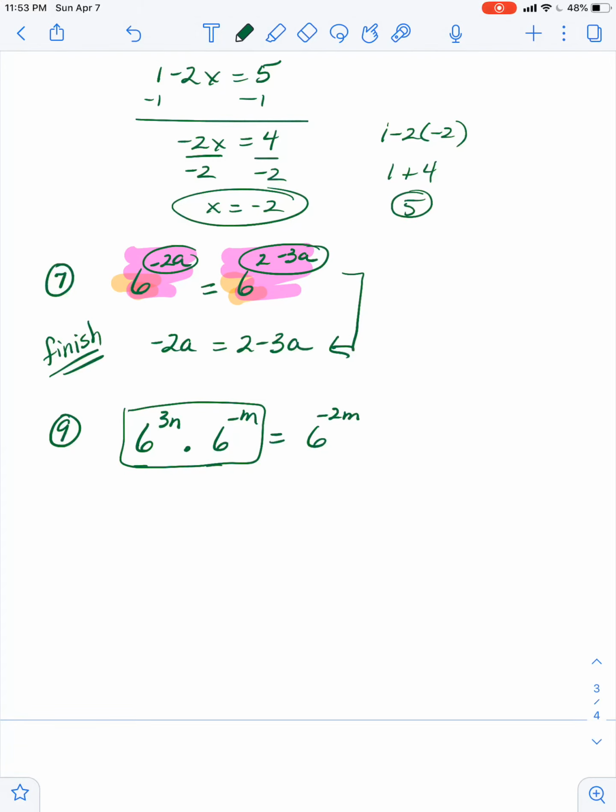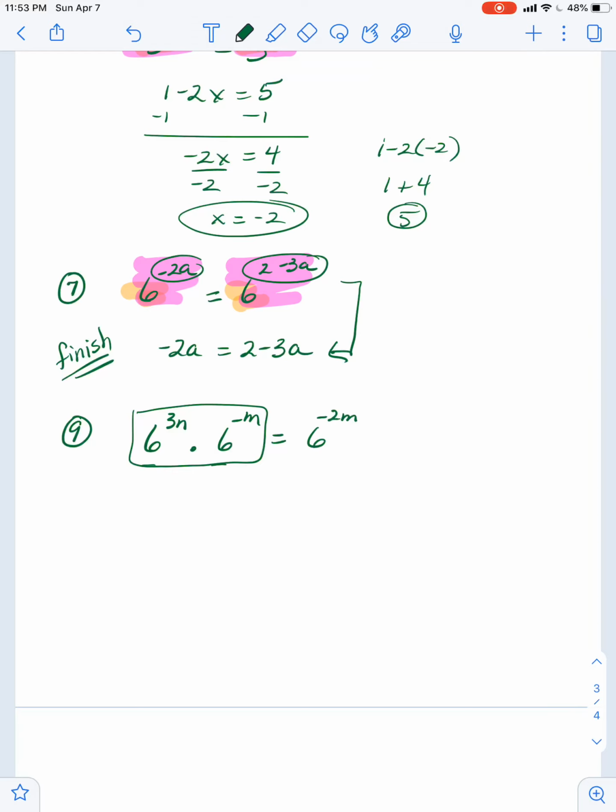And we know if we multiply, we add the powers. Right? So I'm going to just go in there and add my powers. 3n minus m. Guys, this is not going to give you a number when you add those powers. Okay? It's still going to give you some variables, and that's okay. 6 to the negative 2m. Okay? Now our bases are the same. Powers are equal to each other. So 3n minus m equals a negative 2m.